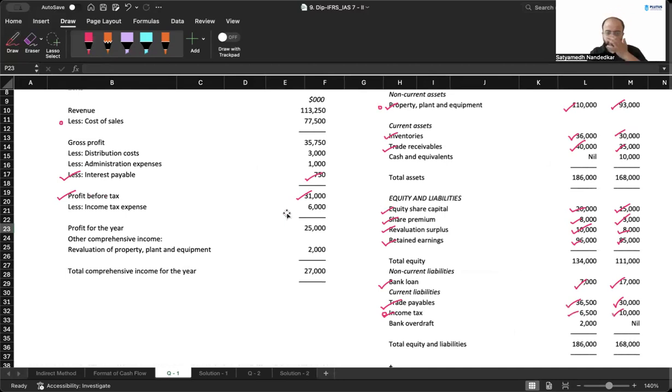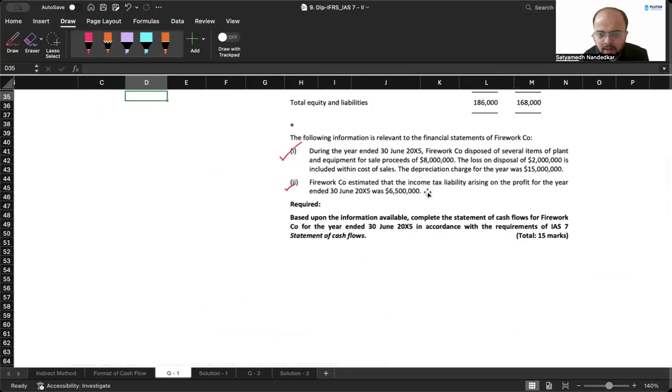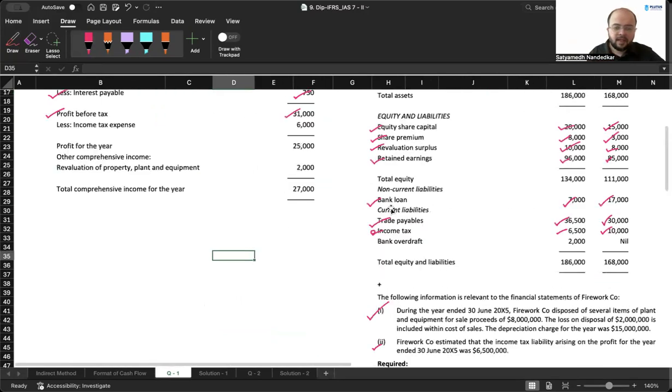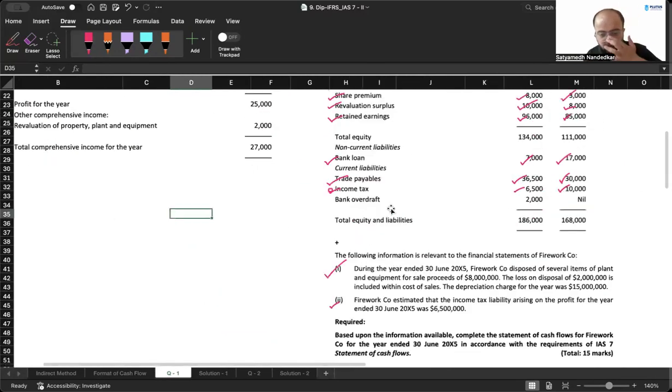Now, just one thing. I think I made a mistake here. Okay. I'll get back to the mistake. Just 1 minute. Let's talk about it first. Firework estimated that income tax liability was 65 lakh. When it says that the income tax liability was 65 lakh, I did not read the word. I just was in a hurry.